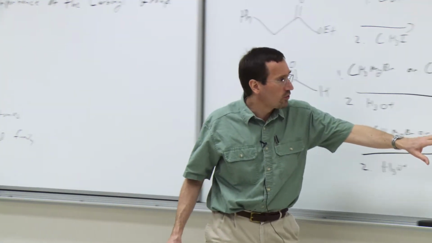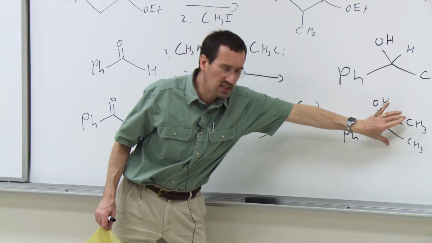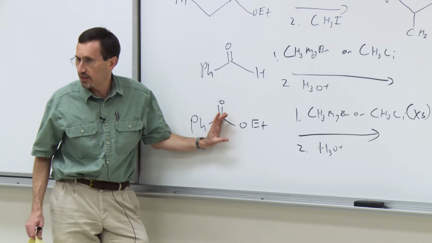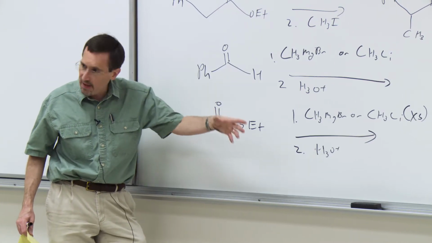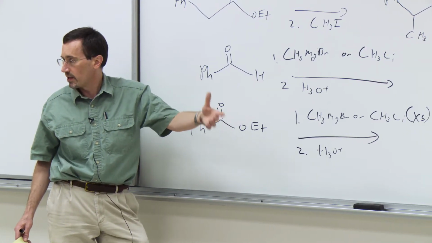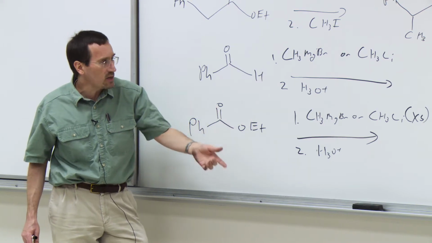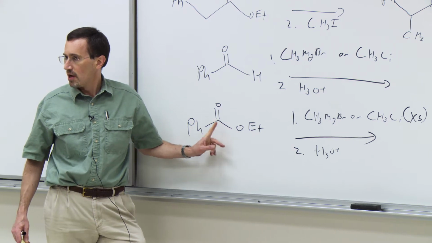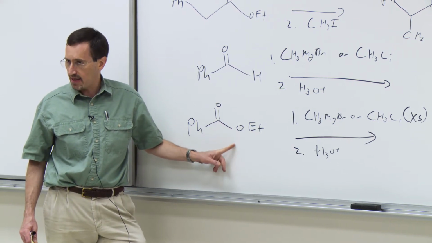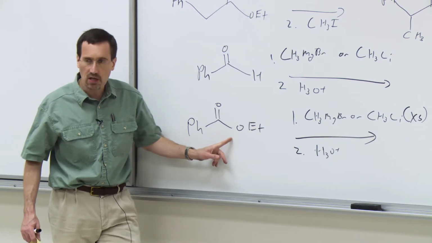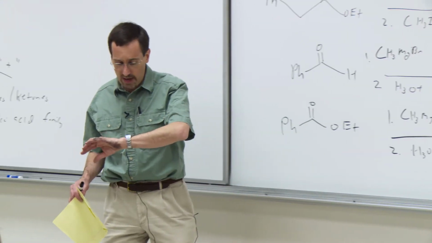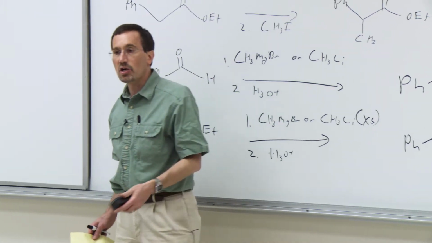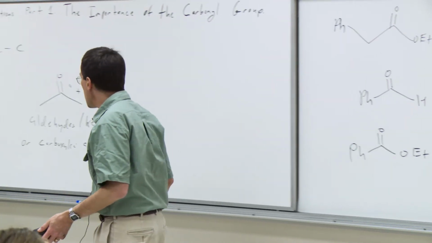In other words, mostly both this product, the alcohol, and unreacted starting material, and a little bit of the methyl ketone where one equivalent is added. The tetrahedral intermediate that forms after the first addition breaks down, kicks out ethoxide anion. The resulting ketone is even more reactive, more electrophilic than the corresponding ester, and so you get a second equivalent adding.